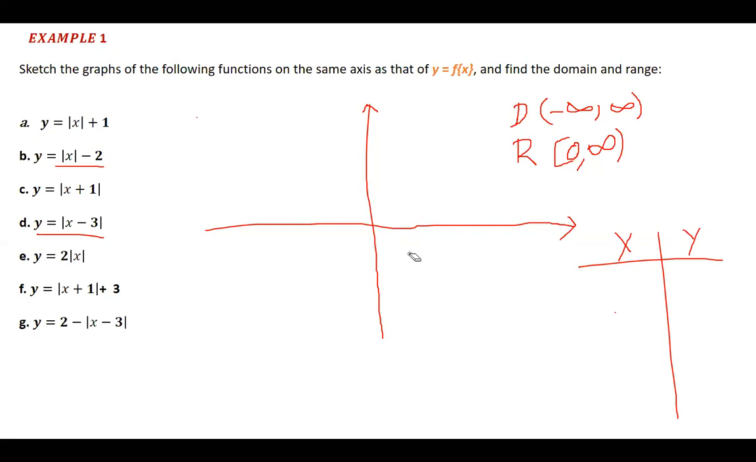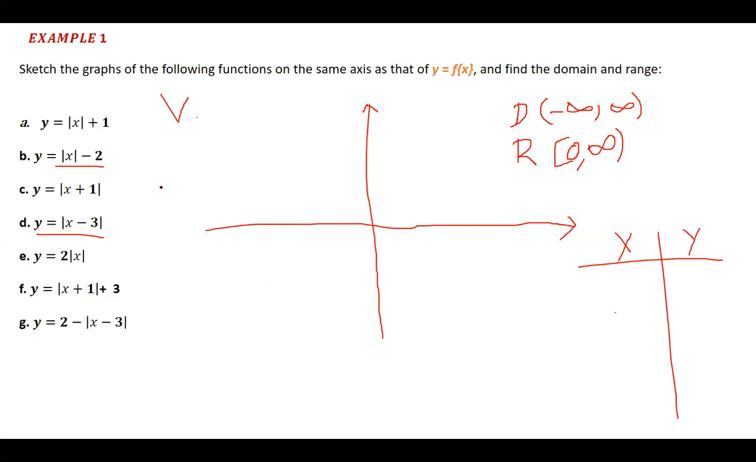Okay. So let us move on to E. So E is saying y is equal to 2 times the absolute value of x. So that 2 in front of the absolute value of x is just, like I said, some people call it the gradient. So since it's positive, meaning our curve is going to face upwards, it's going to be like that.